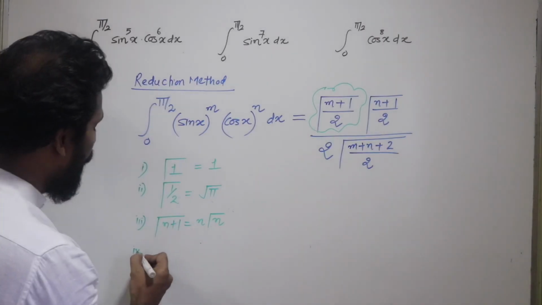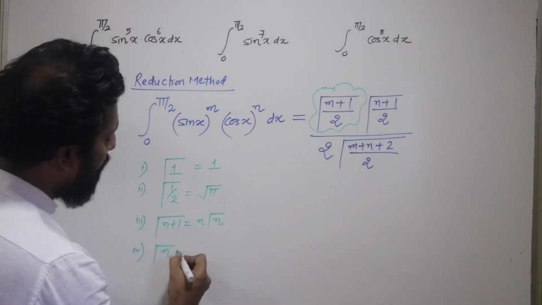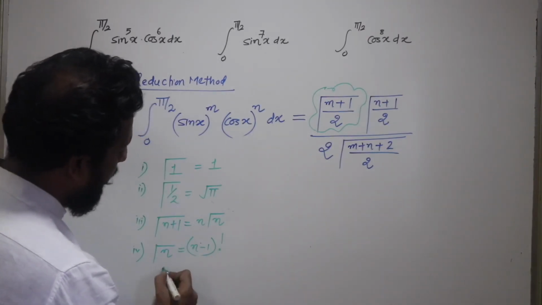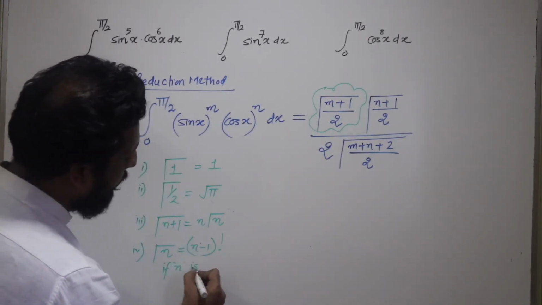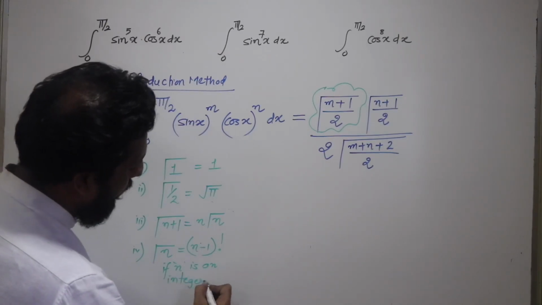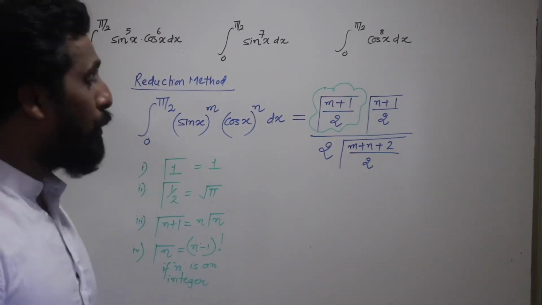And one more formula that you will need is gamma n will be written as n minus 1 factorial if n is an integer. So whenever you get n as an integer, you can write gamma n as n minus 1 factorial.